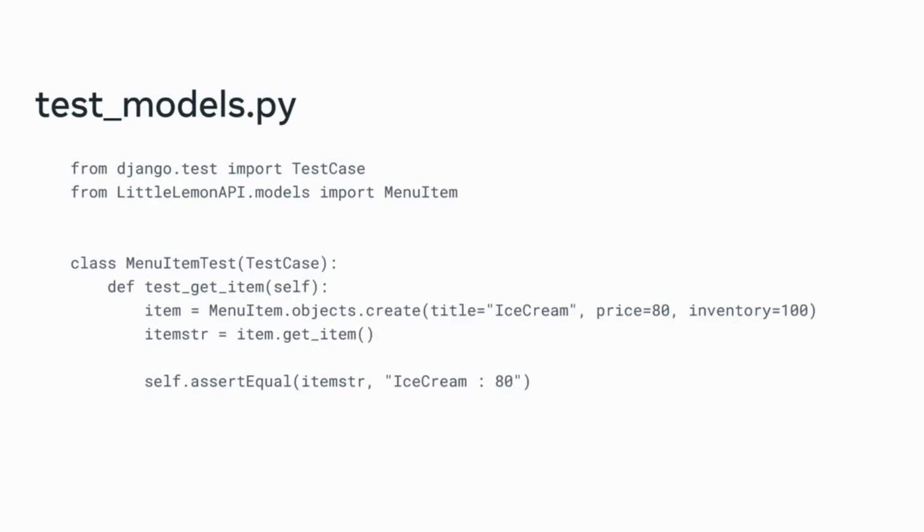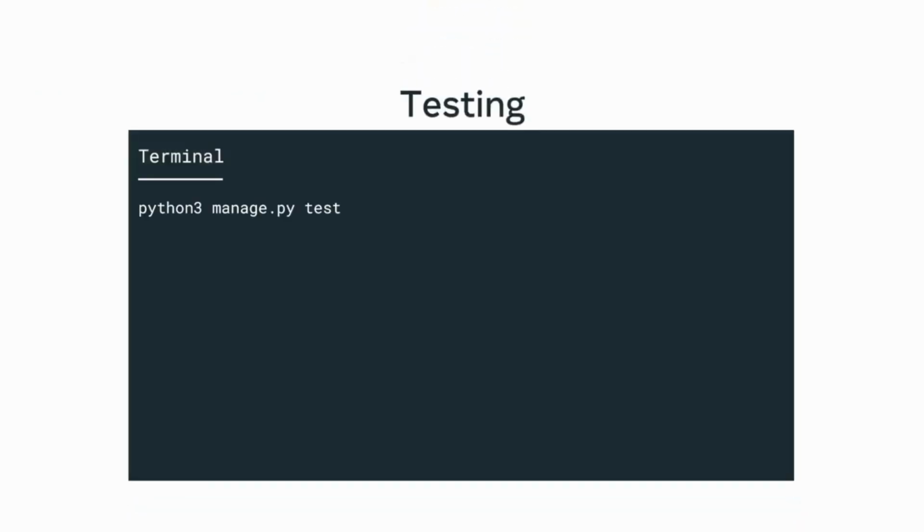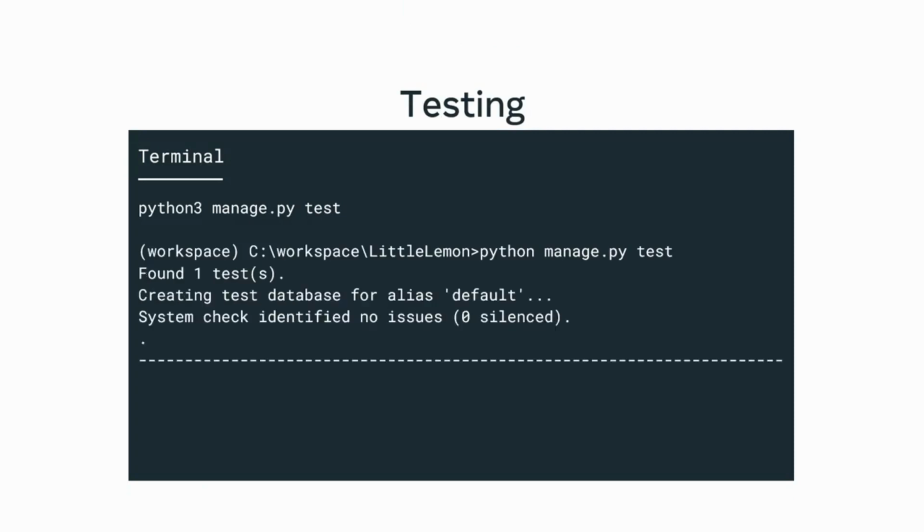The final step is to create the unit test. Create a tests folder inside the Little Lemon package folder and create the file test_models.py. Add the model test code and save the file. Run the test command to perform the test. Notice that the console displays the result with the test information and that the test ran successfully. In this video, you learn to test the RESTful API with the Browsable API, Insomnia client, and with unit test.